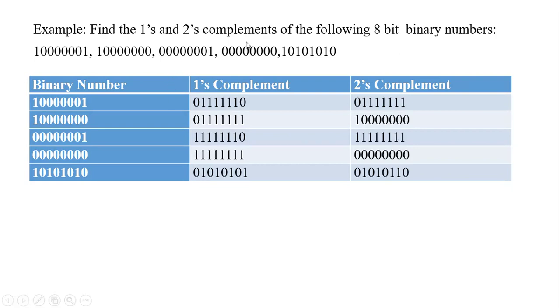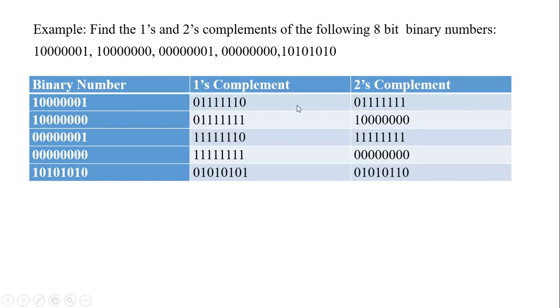Find 1's complement and 2's complement of the following 8-bit binary numbers. So these 5 numbers are given 8-bit binary numbers. For the 1's complement of this number, change all zeros to 1 and all 1's to 0. So this is the 1's complement. This 1 is changed to this 0. These 6 zeros are changed to these 6 1's, and the last one is changed to 0. So this is the 1's complement.